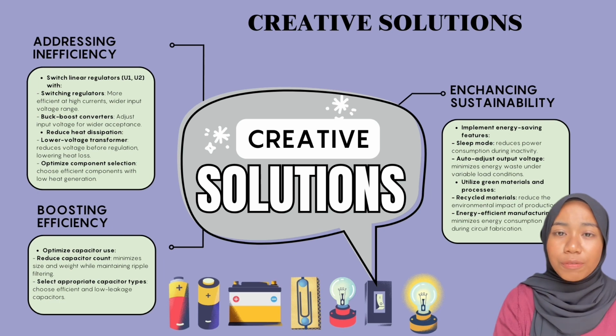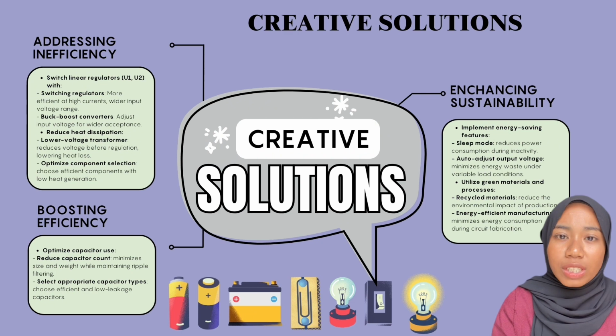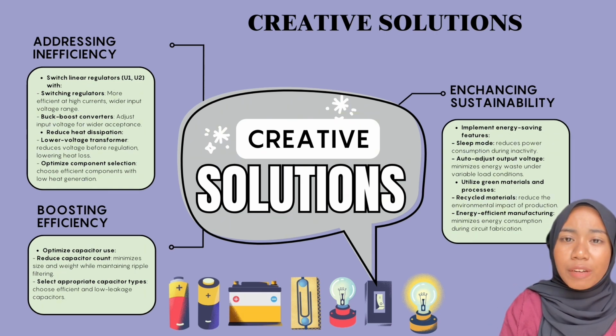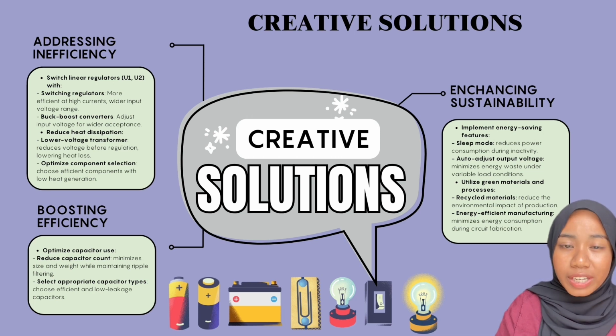Okay, now criteria solution. First, addressing inefficiency. First, switch linear regulators U1 and U2 with switching regulator buck-boost converters. Second, reduce heat dissipation. First, lower voltage transformer and optimize component selection. Second is boosting efficiency. Optimize capacitor use by reducing capacitor count and selecting appropriate capacitor type.